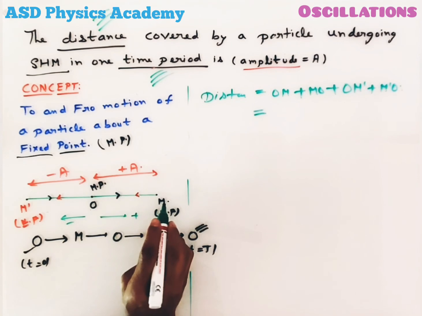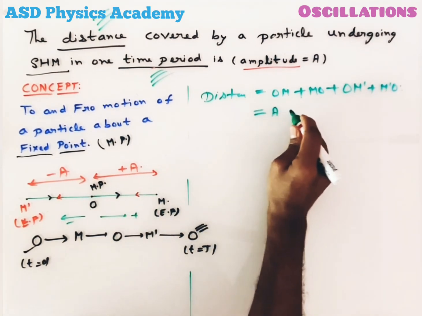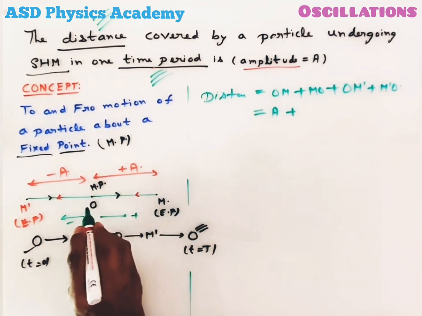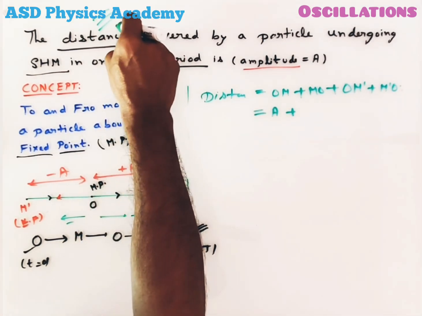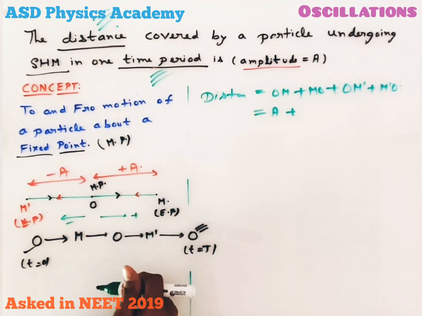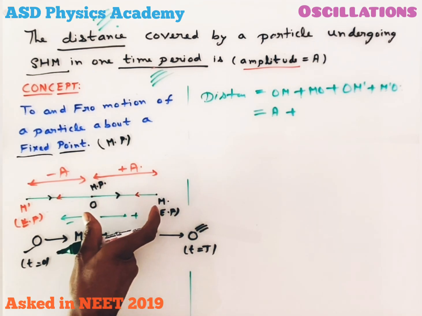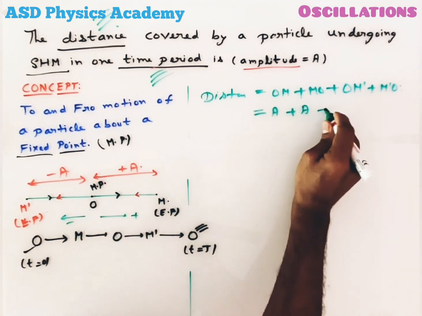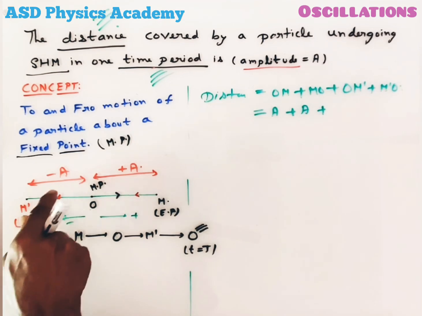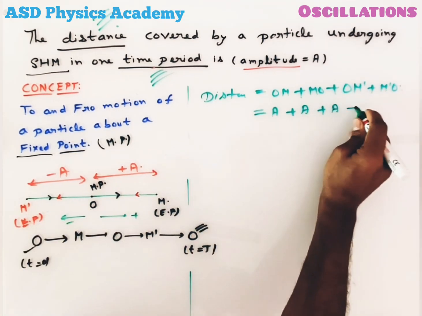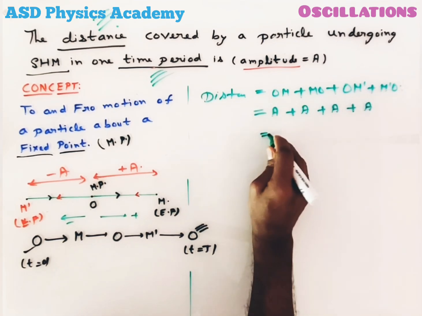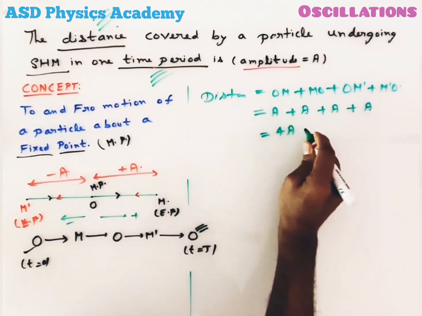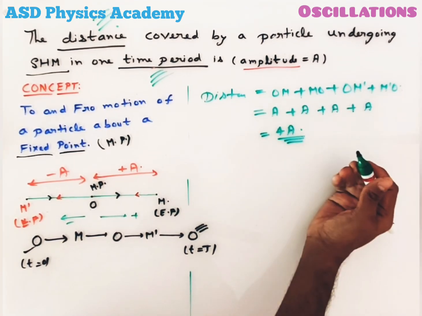Now O to M distance is A, plus M to O. Here the direction is changed, but we have to remember that distance is a scalar quantity. That means we will take the actual path length. That means again A, O to M dash again A, actual path length, plus M dash to O again A. And hence in one time period the distance of the particle is given by 4A.